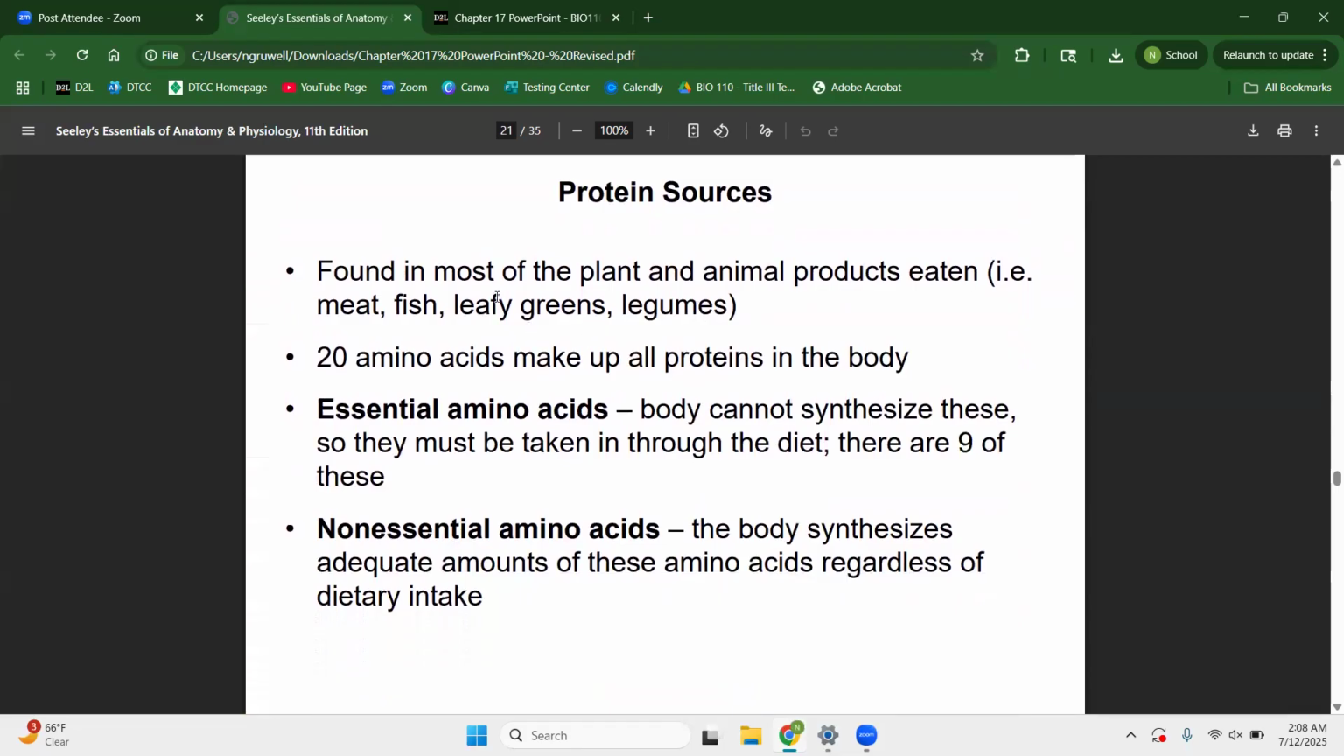So we said, of course, it's found in most of our foods. Animal products are definitely going to have a higher percentage of protein compared to plant products, but you can definitely get plenty of protein in with plant sources.